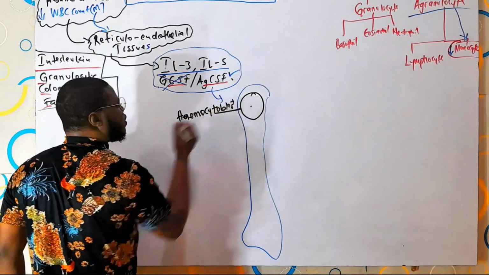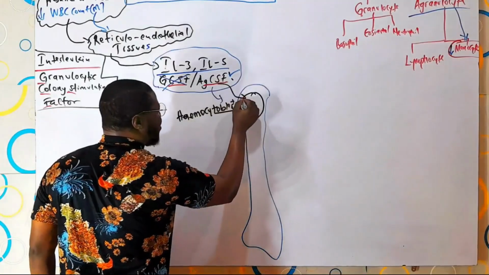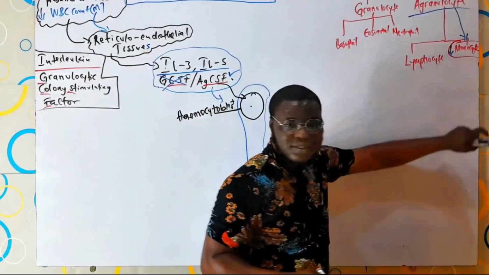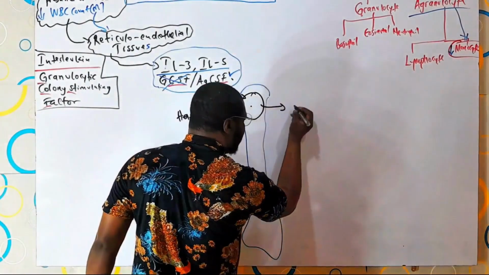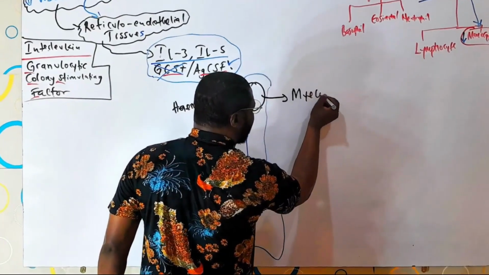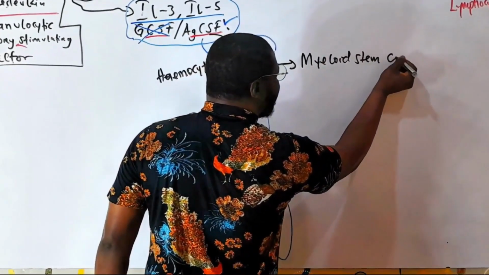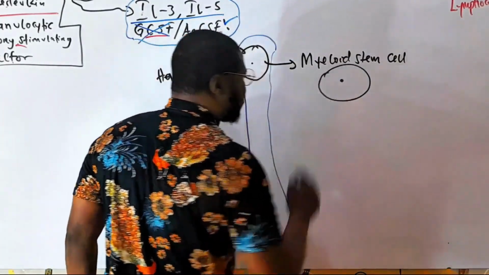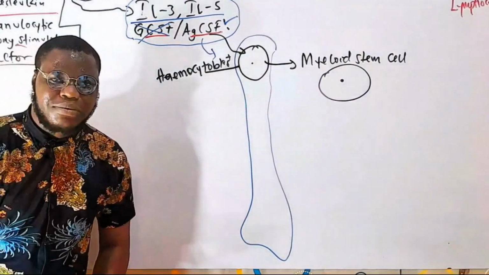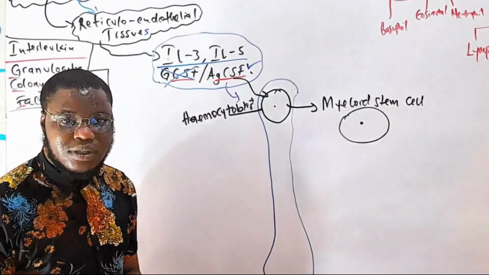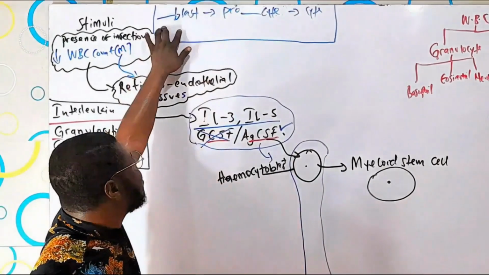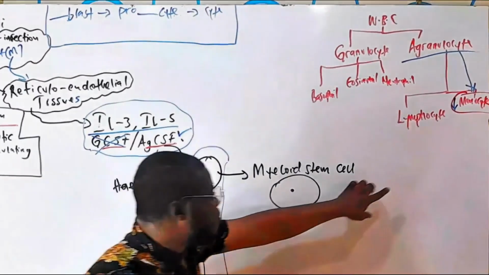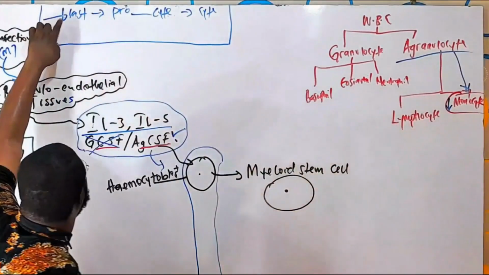Hemocytoblast. Now, when these factors stimulate the hemocytoblast, because it is trying to produce monocytes, it is going to divide into a cell called the myeloid stem cell. Myeloid stem cell. So let's assume that this is our myeloid stem cell. Now, what do you think the myeloid stem cell will divide to next? That is where the stages come in. Now, look up. The first cell, the myeloid stem cell, will divide to, if we are trying to form monocytes, dash blast.